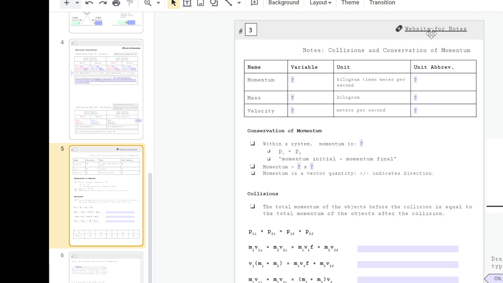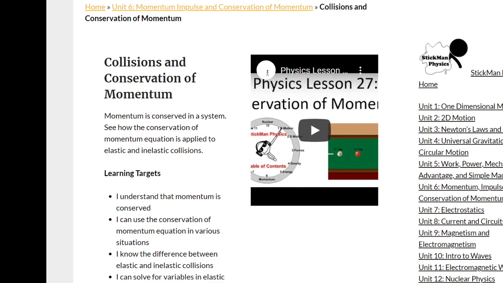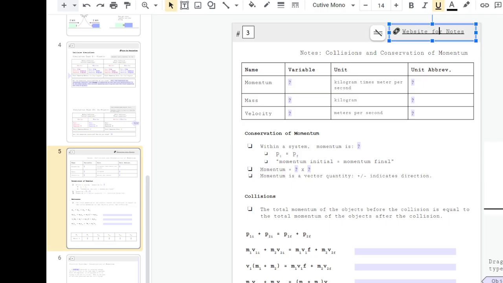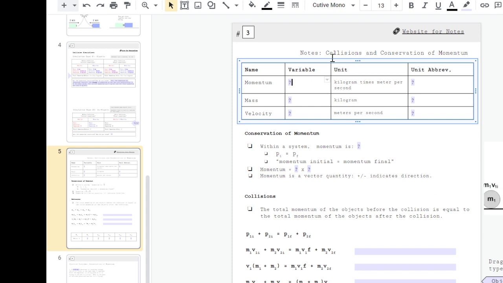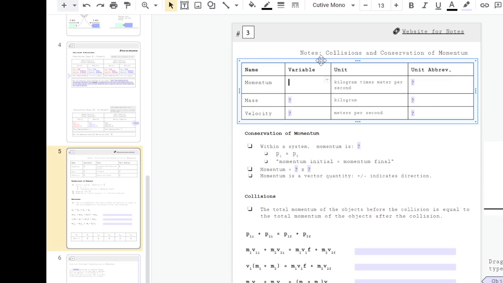Alright, so for this, you'll enjoy this because it's very quick and easy. All you have to do is click on the link at the top of the page, and you'll be filling out these notes. Anywhere where there's a question mark, you're going to fill in information. So for example, momentum, we're looking for the variable, and here it is. The variable for momentum is P. So just erase the question mark, put the letter. Mass, the variable is M. Velocity, the variable is V.